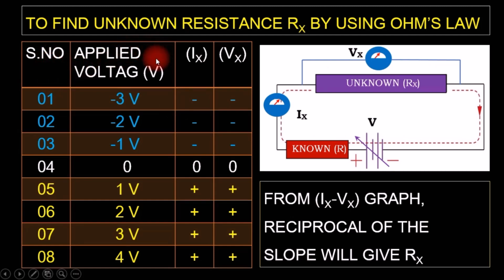Second column represents applied voltage. Third column represents current passing through the conductor. And the fourth column represents potential difference across the unknown conductor.